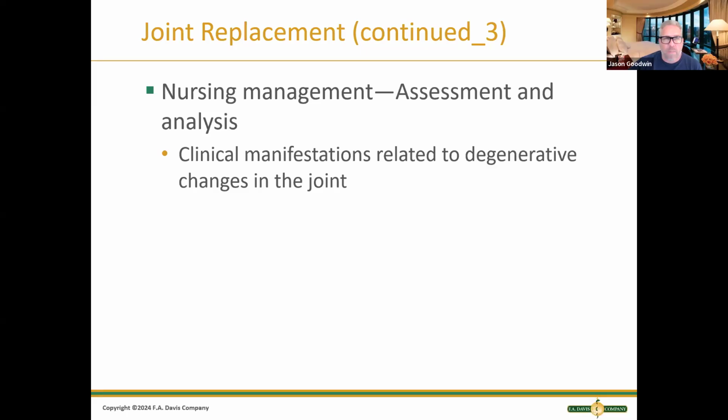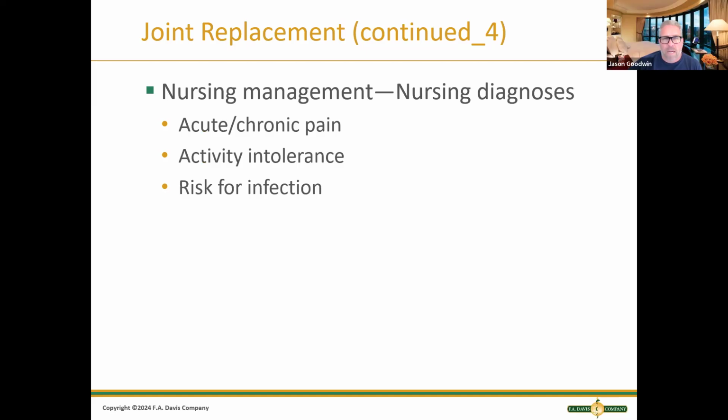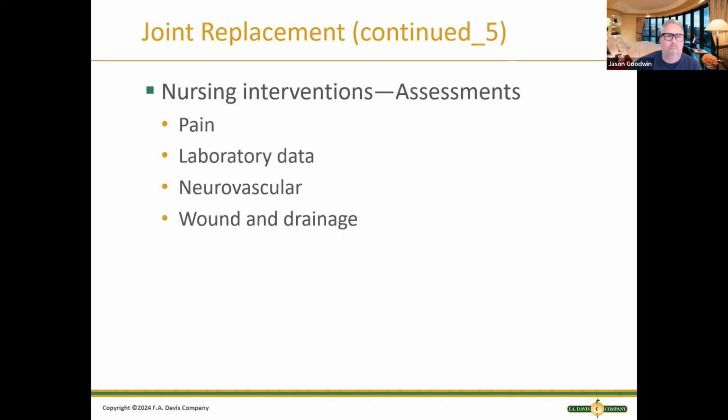So nursing management is going to be around the clinical manifestations and the degree of changes in the joint. Diagnoses would include acute or chronic pain associated with the destruction or deterioration of the affected joint, activity intolerance associated with the limited physical mobility and progressive pain, and risk for infection associated with surgical site infections. Assessments: you're going to do your pain assessment. That's going to be a key one because that's the main indicator of what's happening.